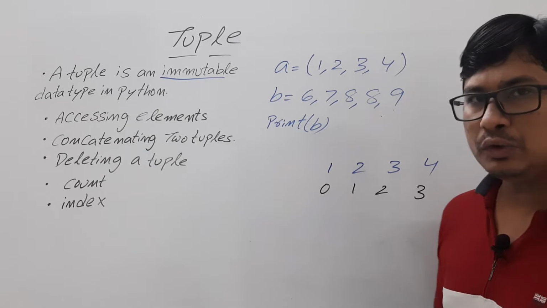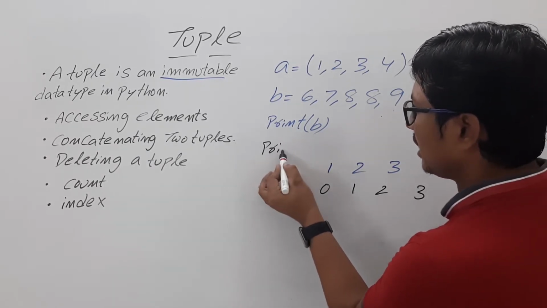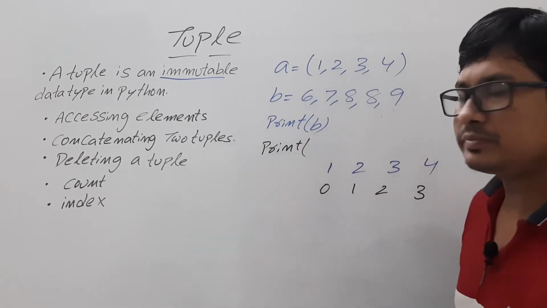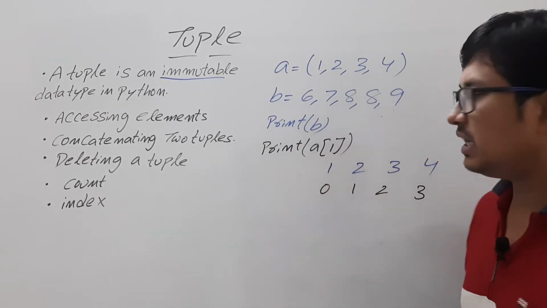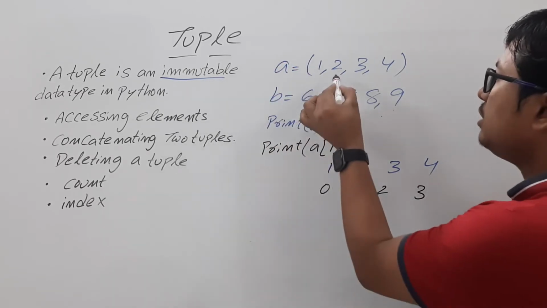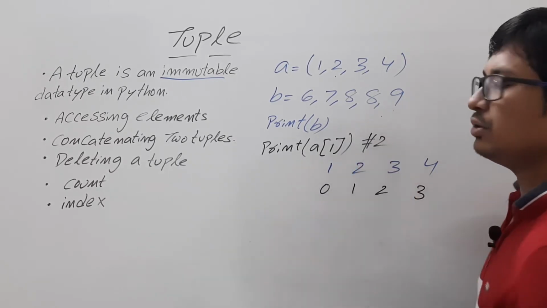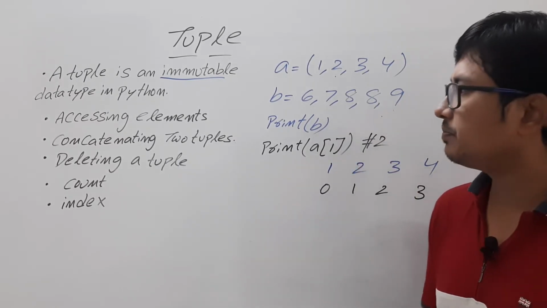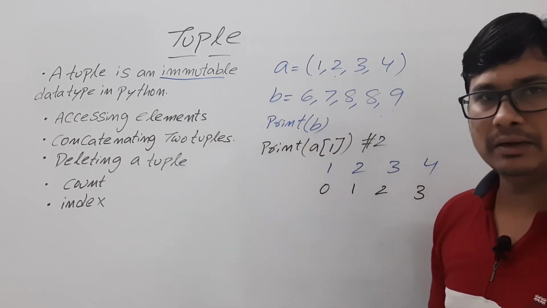So if you want to access a particular element, you can do it also. You can write print a of 1. Now here 1 is the index. At index 1 in the tuple a, what value is there? Value 2 is there. That will be displayed for you as an output. Is it clear? So this is the way you can access one element.